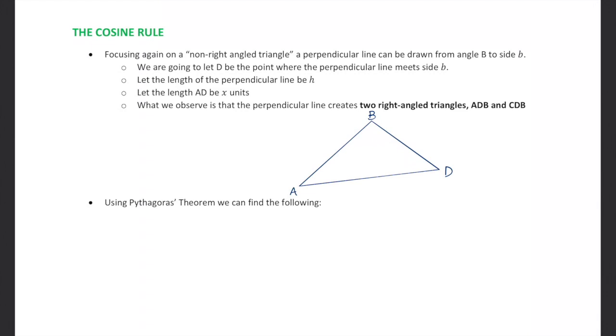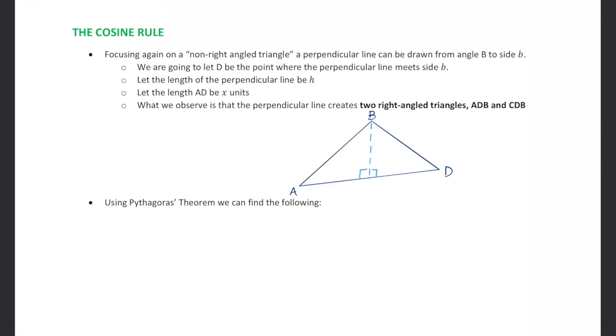So now we're going to be looking at using the cosine rule. I've written here that, focusing again on the concept of a non-right angle triangle, we're going to draw a perpendicular line from angle B to side B. So I'm going to start by doing that. I'm going to draw my perpendicular line down the center here. So perpendicular, creating a right angle, and from that we've created two right angle triangles.